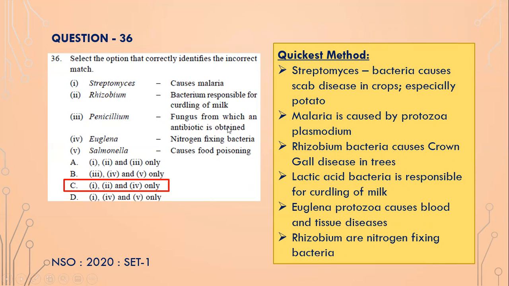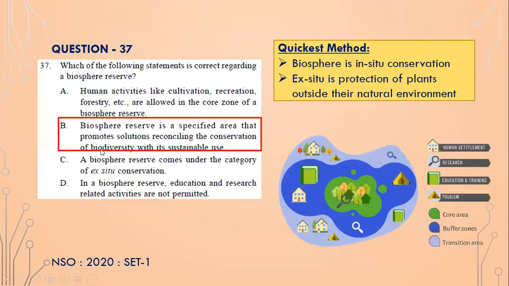Penicillin, it is a fungus from which an antibiotic is obtained, which is true. This was invented about 150 odd years ago. Euglena is a nitrogen fixing bacteria. Again, this is false. Euglena is a protozoa. And what are the nitrogen fixing bacteria? Rhizobium are the nitrogen fixing bacteria, isn't it? And salmonella causes food poisoning, which is also true, isn't it? Salmonella, it will cause food poisoning. It's a very dangerous substance.